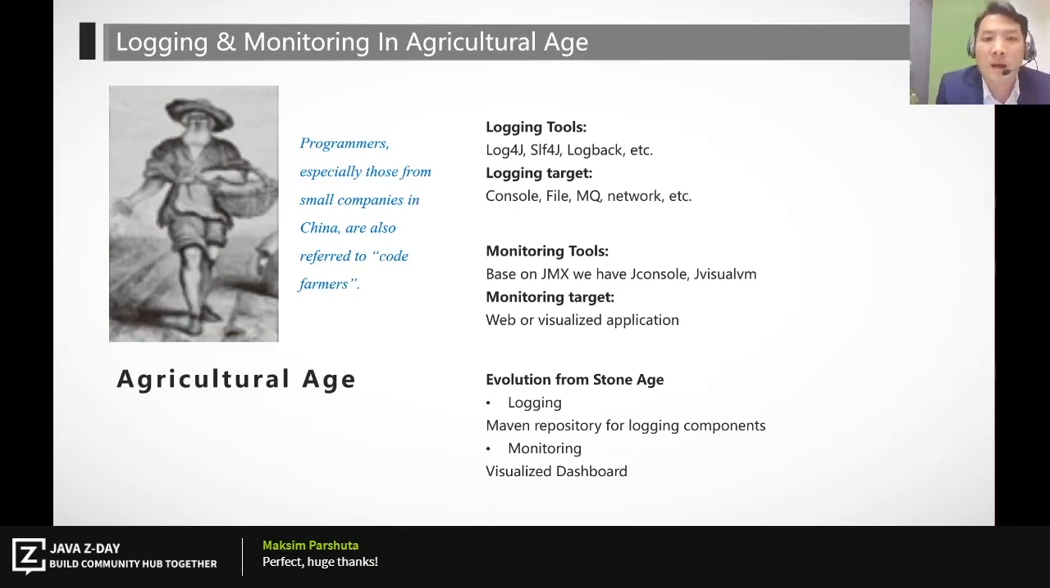Next, I call it the Agriculture Age. Now, in this age, we have Log4j, SLF4J, Logback, etc., a bunch of logging tools. The target is not only the console, but we have file, message queue, network, etc. People can use a bunch of monitoring tools. With JMX technology, we have JConsole, JVM. The monitoring target can be web or visualized application.